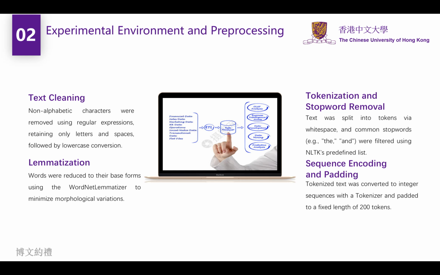Experimental environment and processing: text cleaning, non-alphabetic characters were removed using regular expressions, retaining only letters and spaces, followed by lowercase conversion, tokenization and stop word removal. Text was split into tokens with white space and common stop words such as "the" and "was" were filtered using NLTK's predefined list, and lemmatization, sequence encoding, and padding.